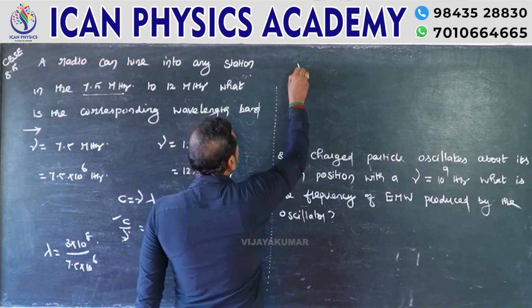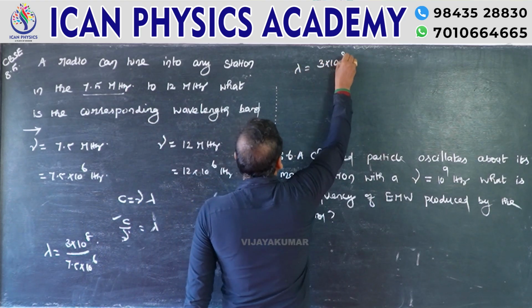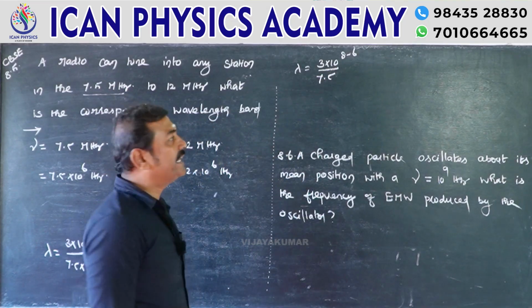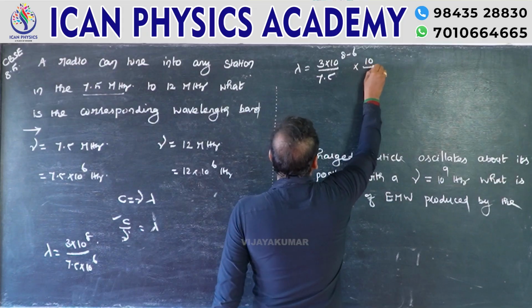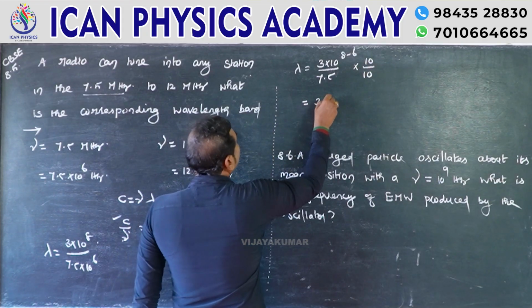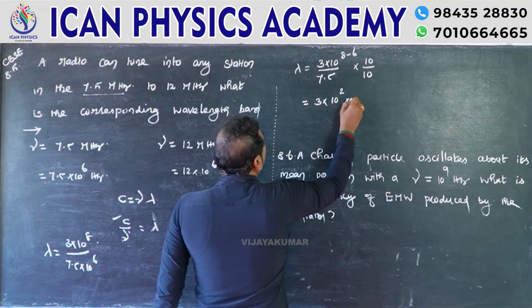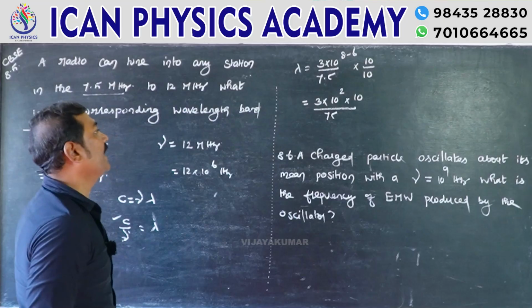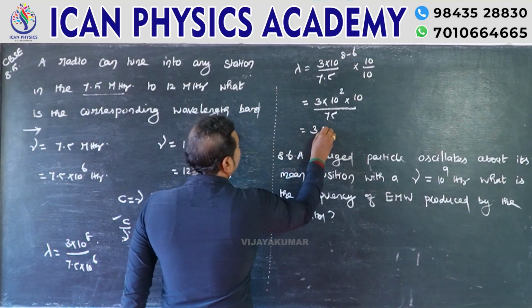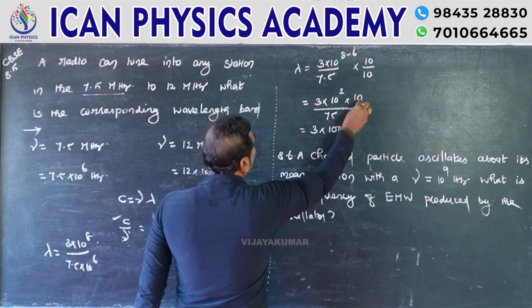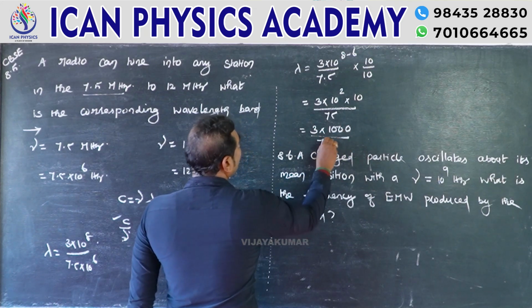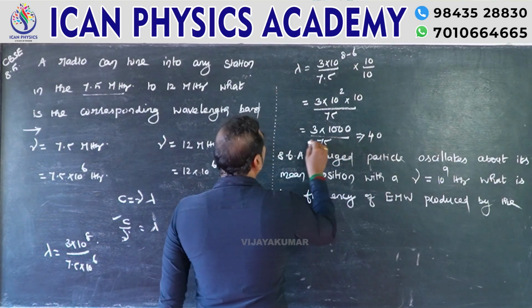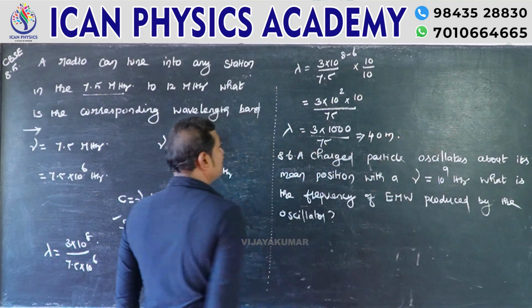So lambda equal to 3 into 10 to the power 8 minus 6 divided by 7.5. In the denominator we have one decimal place, so it is multiplied and divided by 10. So 3 into 10 to the power 8 minus 6, that is 10 squared; 7.5 into 10 is 75. So we can write 10 to the power 2, so 100. Here one 0. Divided by 75. So when we multiply and divide, finally we get 40 meter as the wavelength.